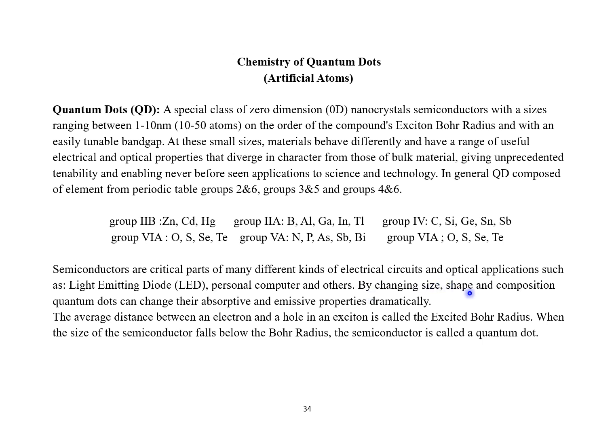By changing size, shape and composition, quantum dots can change their absorptive and emissive properties dramatically. إذن الصفات مالتها تتغير ويا السايز والشيب والcomposition. The average distance between an electron and the hole in an exciton is called the exciton Bohr radius. When the size of the semiconductor falls below the Bohr radius, the semiconductor is called quantum dot.